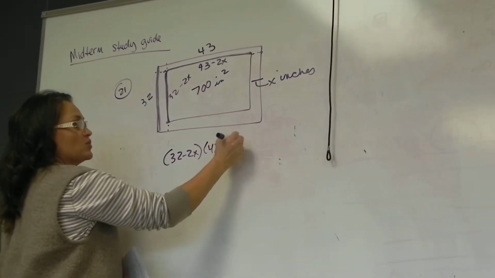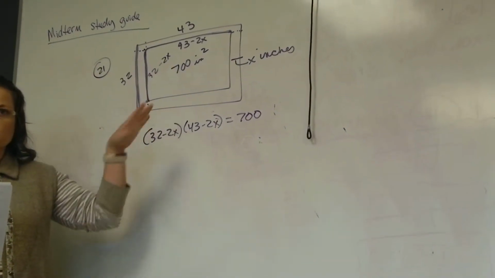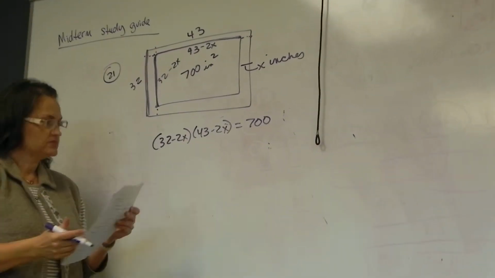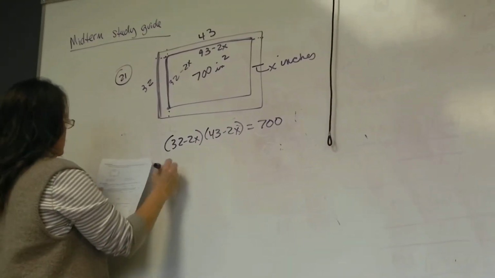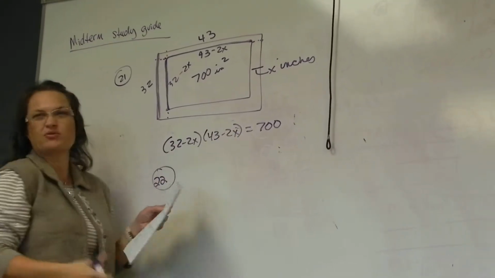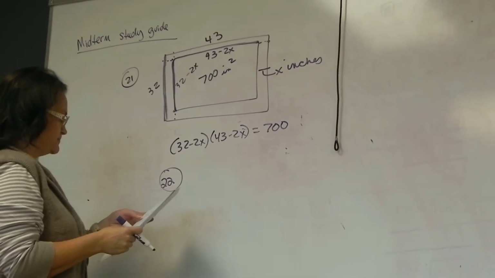It did not ask us to work that out, but just to specify which equation expresses the area of the picture. And that could be in a different order. 43 minus 2X, I think they listed that one first. All right, so that is A.